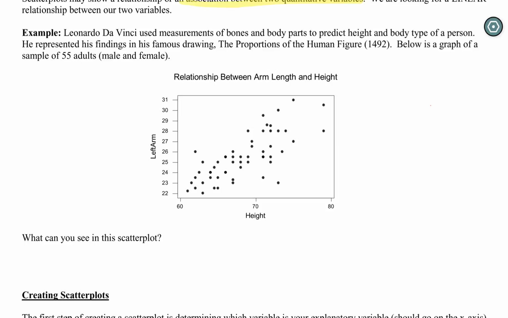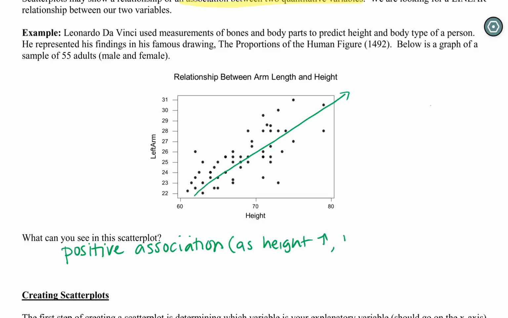First of those 4 pieces was to look at our direction of the relationship. We can see here we seem to have a positive relationship or a positive association. What this positive association tells us is that as height increases, arm length increases. This is set up the opposite of the way we did it in class, but it's the same idea.